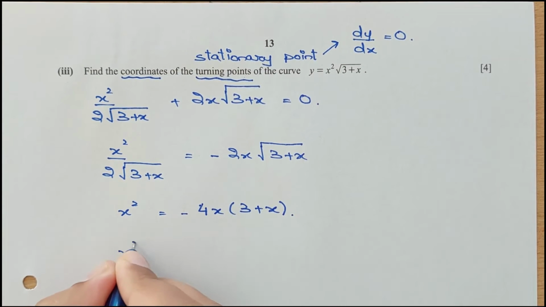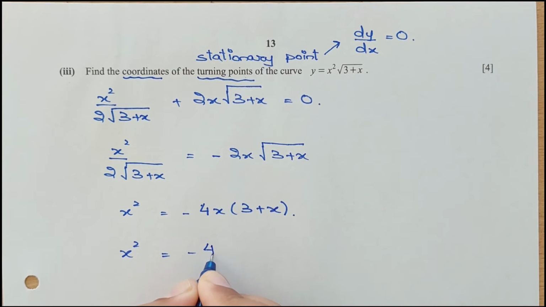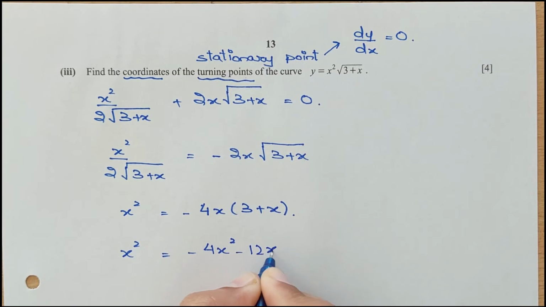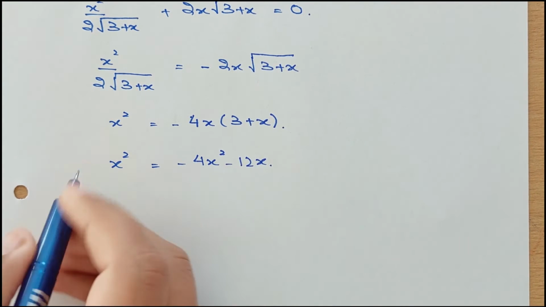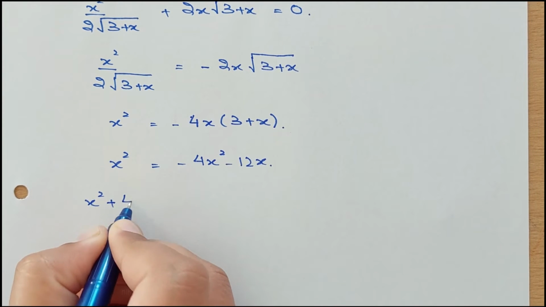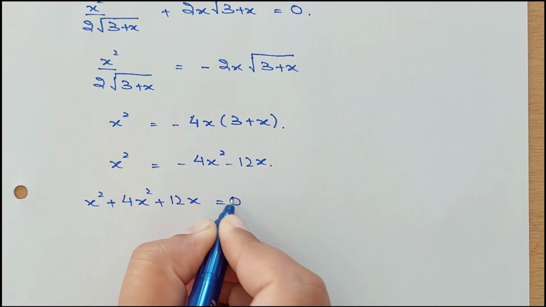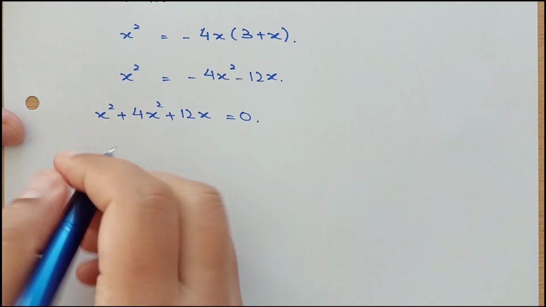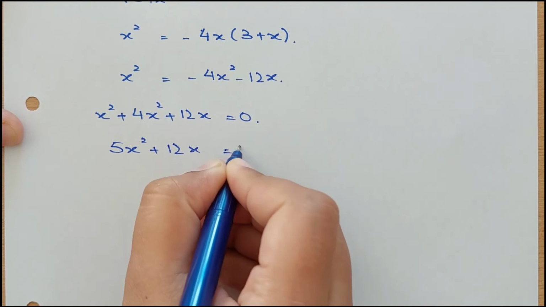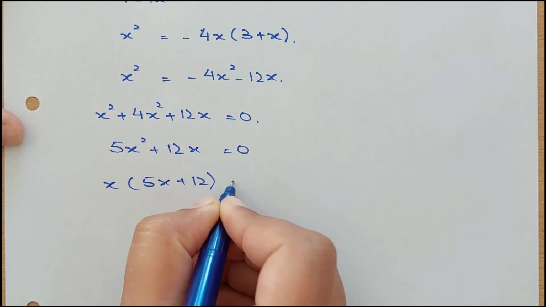Further simplification, x squared equals minus 4x squared and minus 12x, right? Shifting the terms to the left, x squared plus 4x squared plus 12x equals 0. So we have 5x squared plus 12x equals 0. Taking x common, we have x(5x plus 12) equals 0.